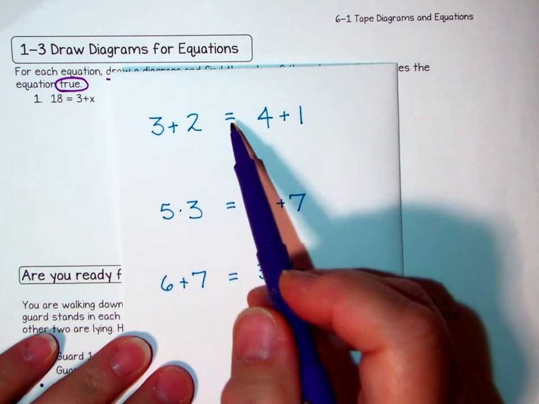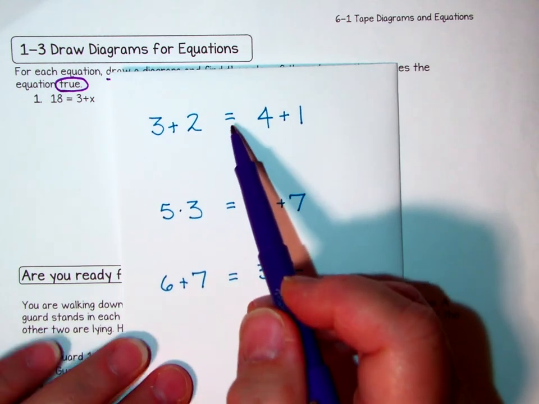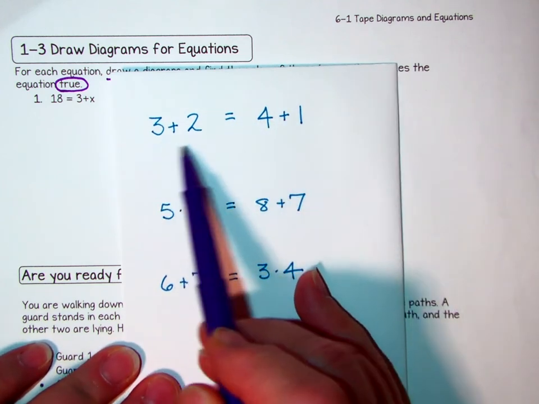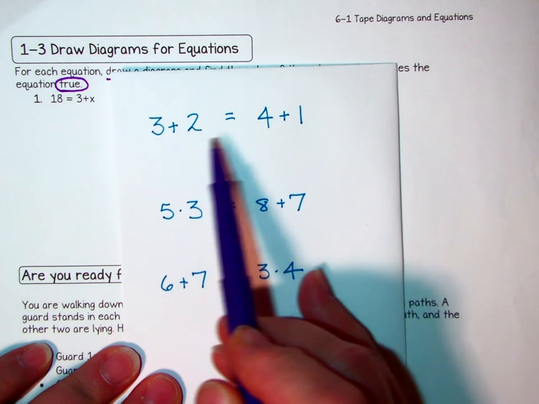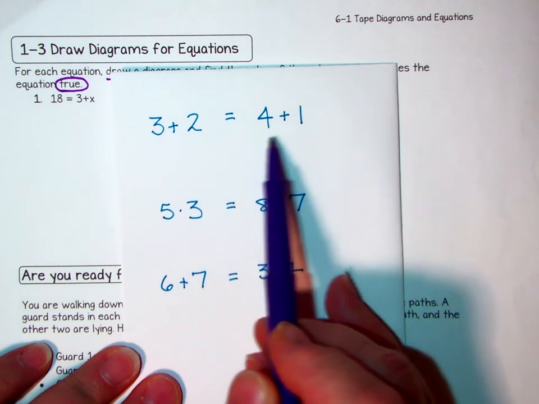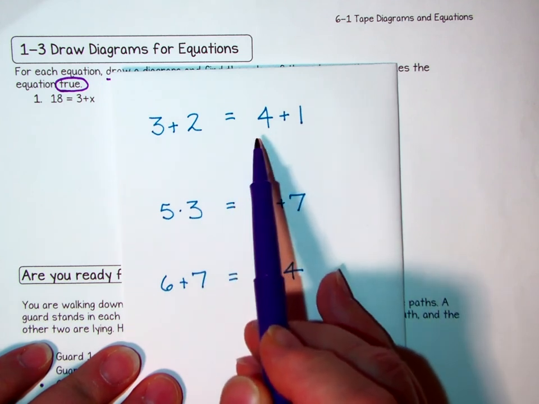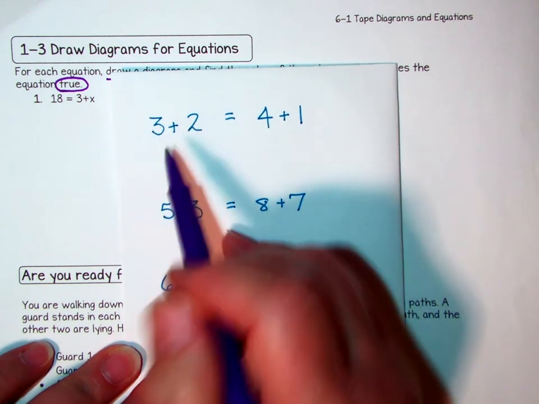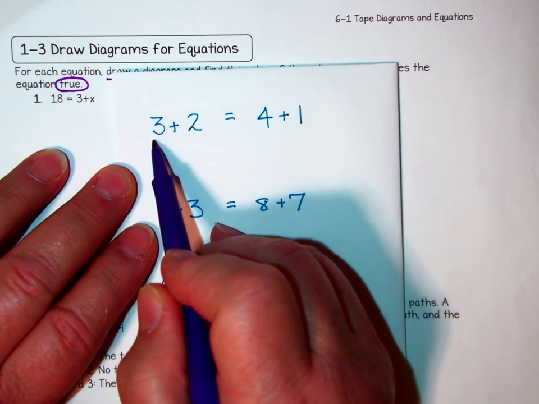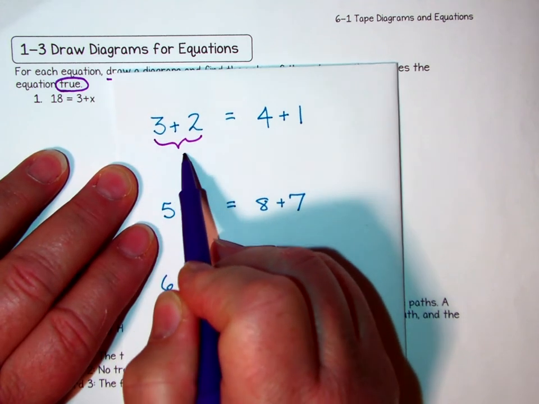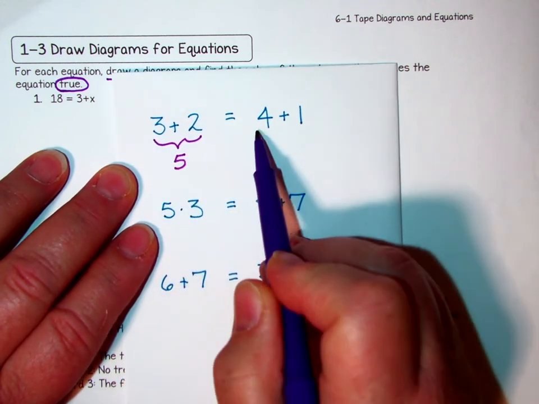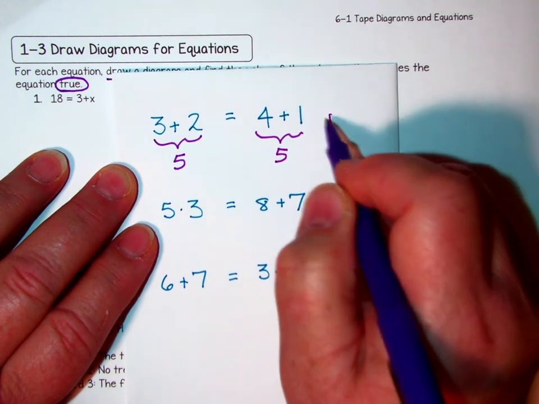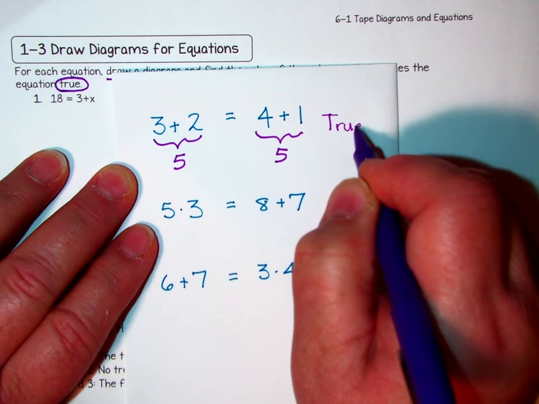For something to be an equation, it just means it's a statement that contains an equal sign. And the equal sign means that the value of the left side is the same as the value of the right side. And this means the equation's true. So if we look at this first equation here, on the left side, 3 plus 2 has a value of 5, and on the right side, 4 plus 1 also has a value of 5. So this equation is true.